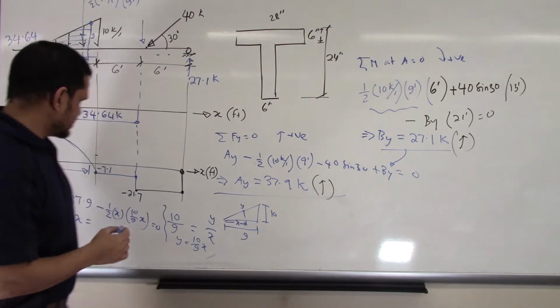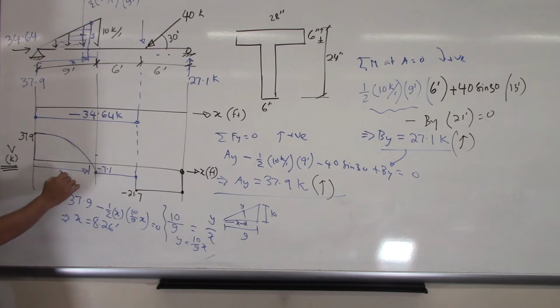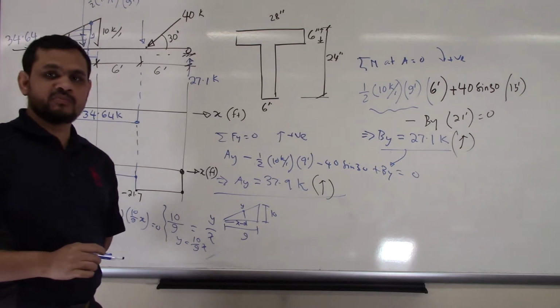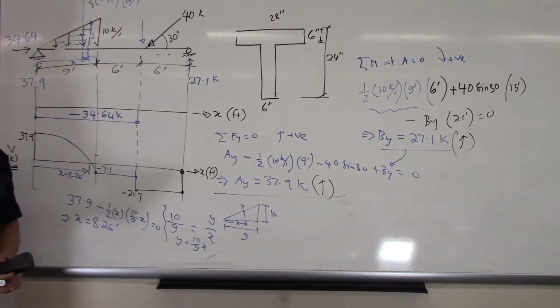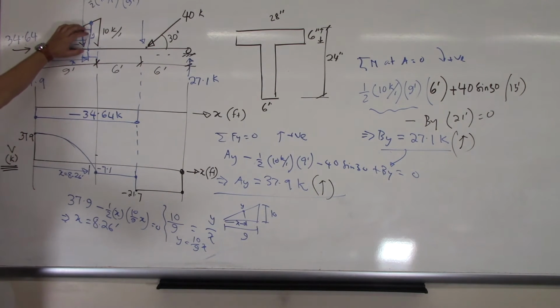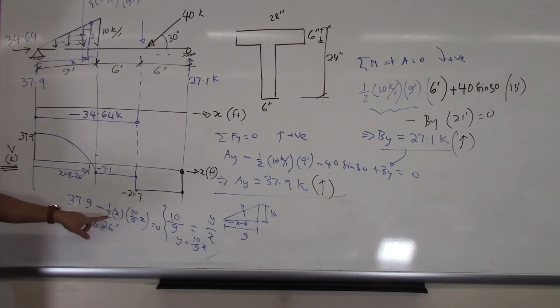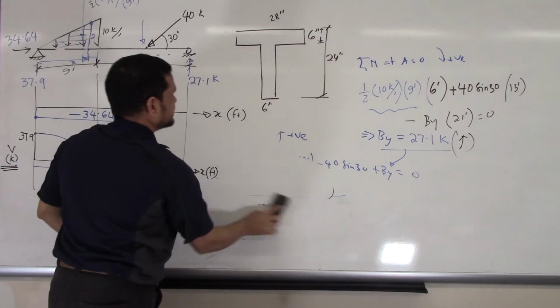If I solve it, what will I get? I will get 8.26 feet. Now this point is important because my moment is maximum or minimum here. Okay, hopefully you understood what I did. I had a value of 37.9, it is going down. So after this load, my value becomes 0. So we have to calculate the area of this load. I assumed x, found my y, then the area is half base times height. Okay, 8.26 down. I do not need this one anymore.